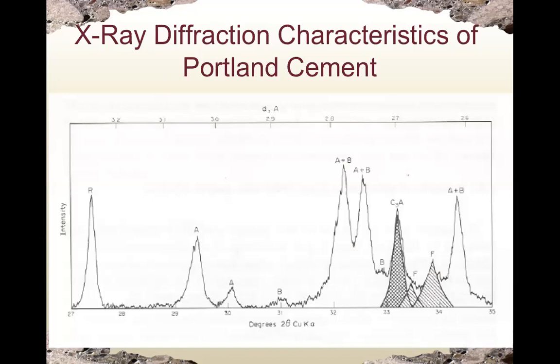Right. So here is another picture of XRD. A is for A-lite, or C3S. B is for B-lite, or C2S. Some of the peaks for A-lite and B-lite overlap, which makes it pretty complicated to tell the percentage of each compound.